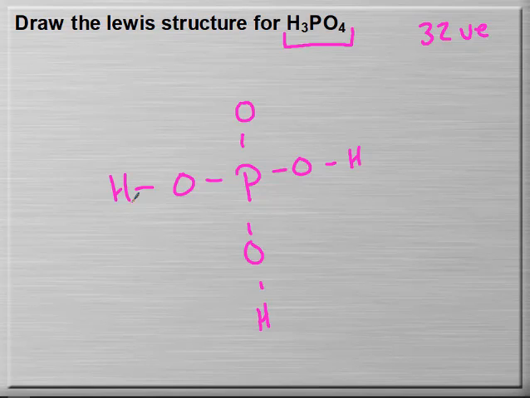So I've used 2, 4, 6, 8, 10, 12, 14 electrons. So I have 18 left. I need 2, 4, 6, 8, 10, 12, 14, 16, 18, so it works out perfectly.